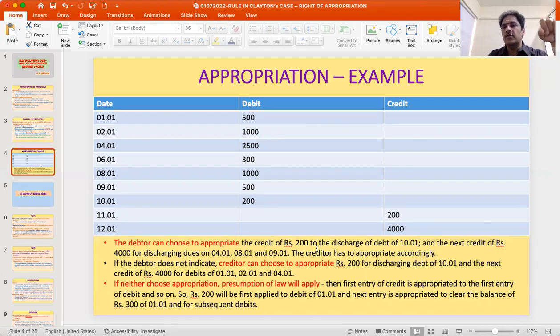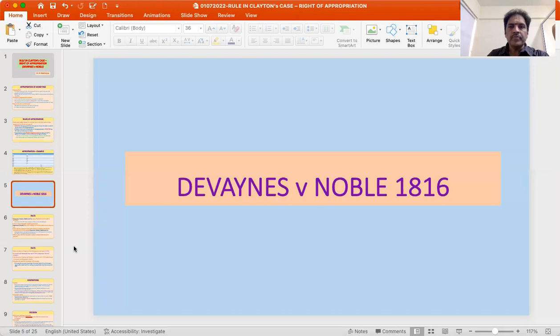So this application of first in, first out in terms of appropriating the payments is a rule, a presumption of law in terms of how it has to be appropriated. This is what is Clayton's case. Now let us see what are the facts of the case. So the case is Devines versus Noble.